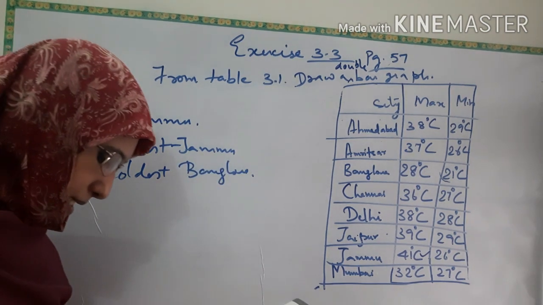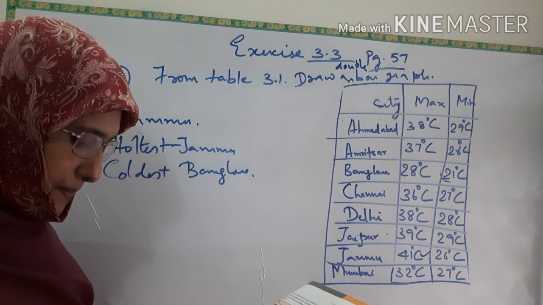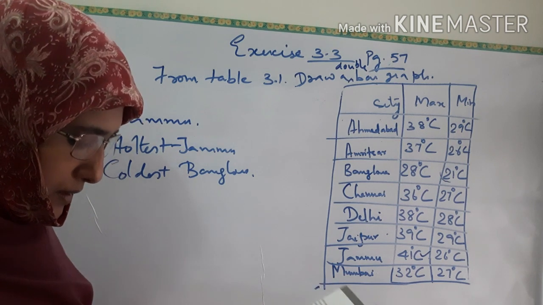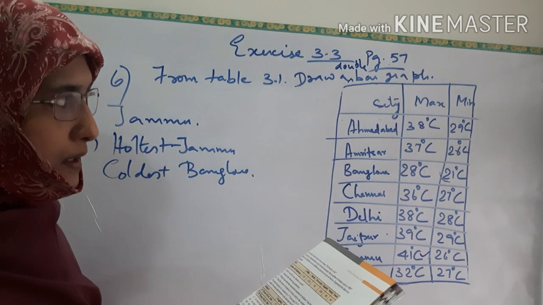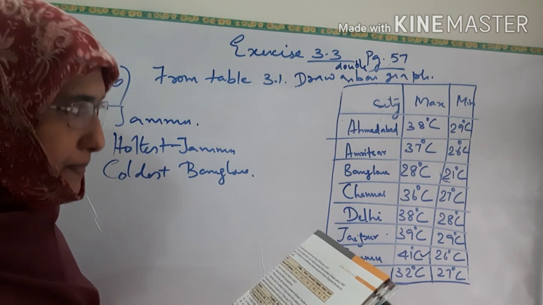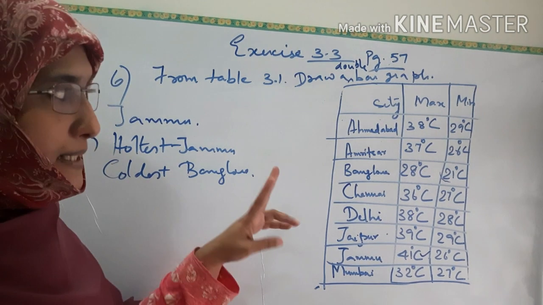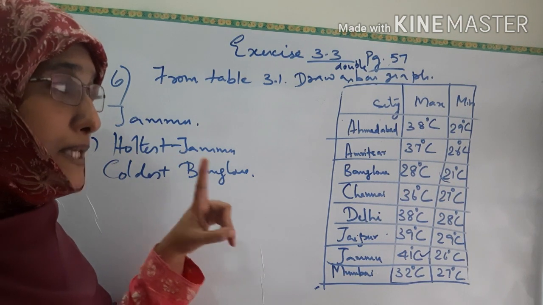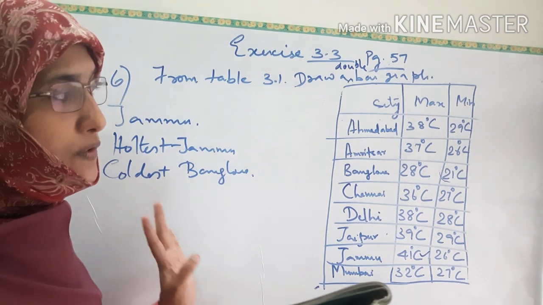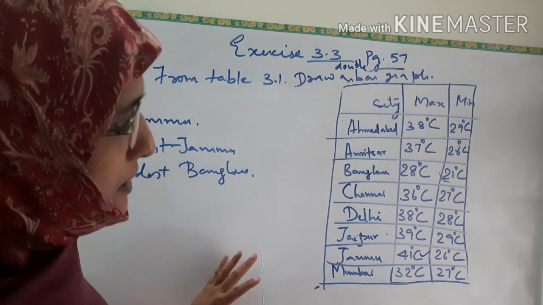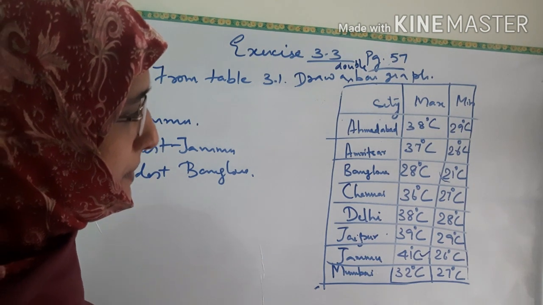Now the next question is, name 2 cities where maximum temperature of one was less than the minimum temperature of the other. You have to name 2 cities where the maximum temperature of one was less than the minimum temperature of the other. Understood the question? That is 2 cities. The maximum temperature of one city must be less than the minimum temperature of the other. So see, which can be that?